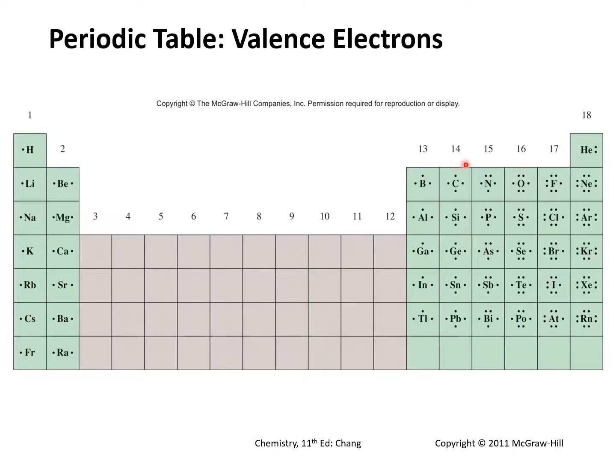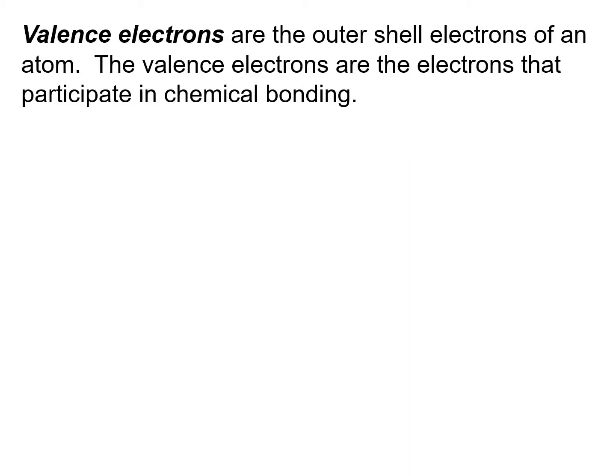Group 14, we would have 4 valence electrons. In group 15, we would have 5 valence electrons, and so on, all the way to group 18, which has 8 valence electrons. The one exception in group 18 is helium, which only has 2 electrons, and so helium only has 2 valence electrons. Valence electrons are defined as the outer shell electrons of an atom. Valence electrons are important because these are the electrons that participate in chemical bonding.